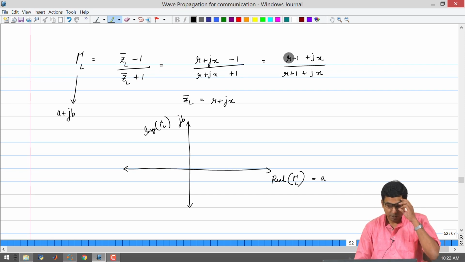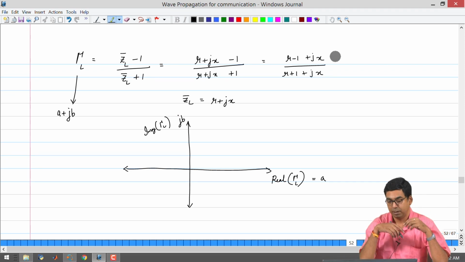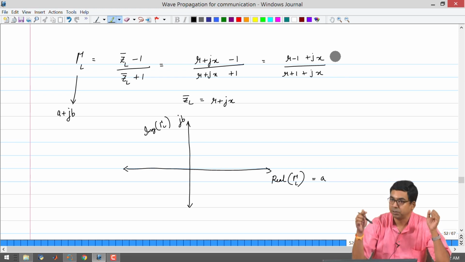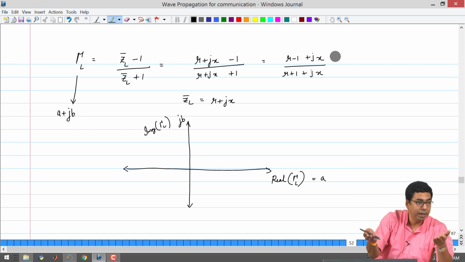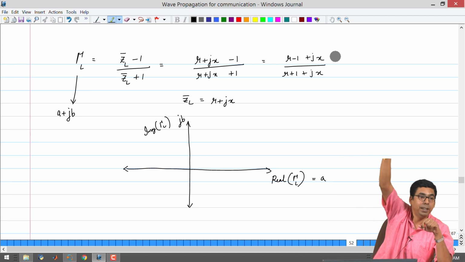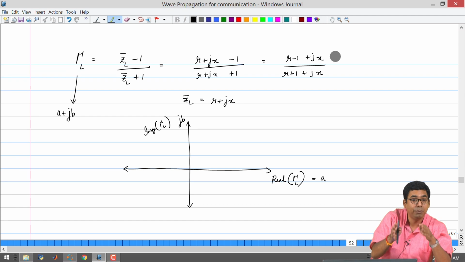Okay. So, if you keep your resistance fixed, no matter what value of x you take, all right, gamma is going to sweep a circle. So, it is going to have a fixed value of the reflection coefficient. The magnitude is going to be fixed. The only thing that is going to be changing is the phase. All right. That means for a given value of r, if you change x, the magnitude is going to be fixed, but only the phase is going to be changing, because it sweeps a circle in the complex plane.